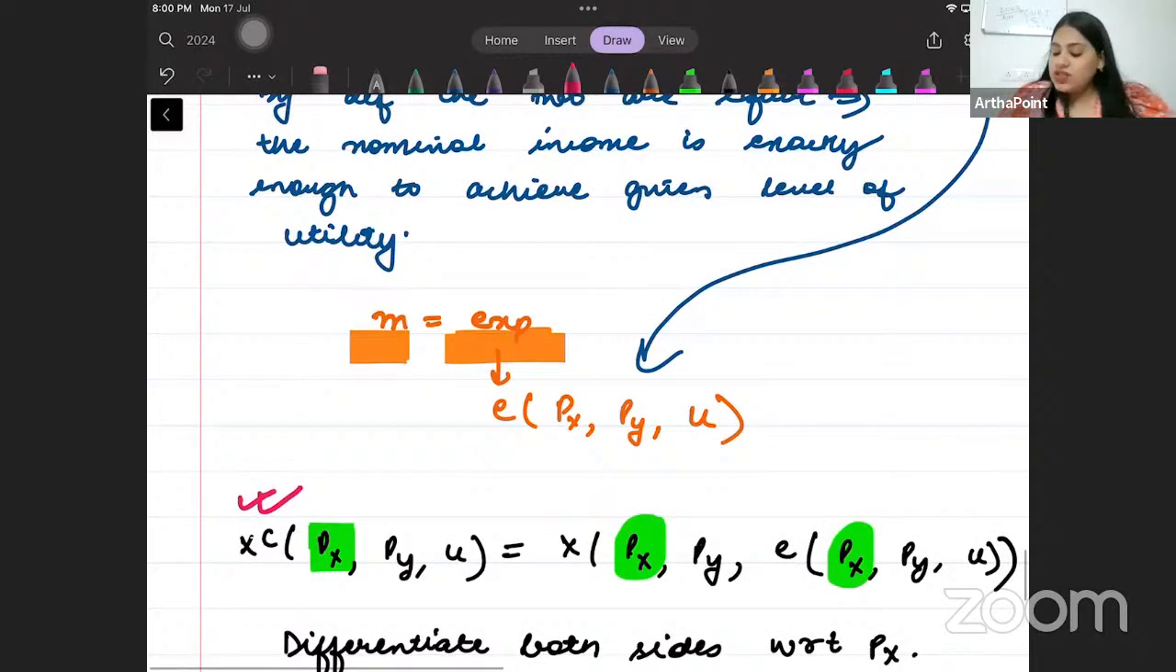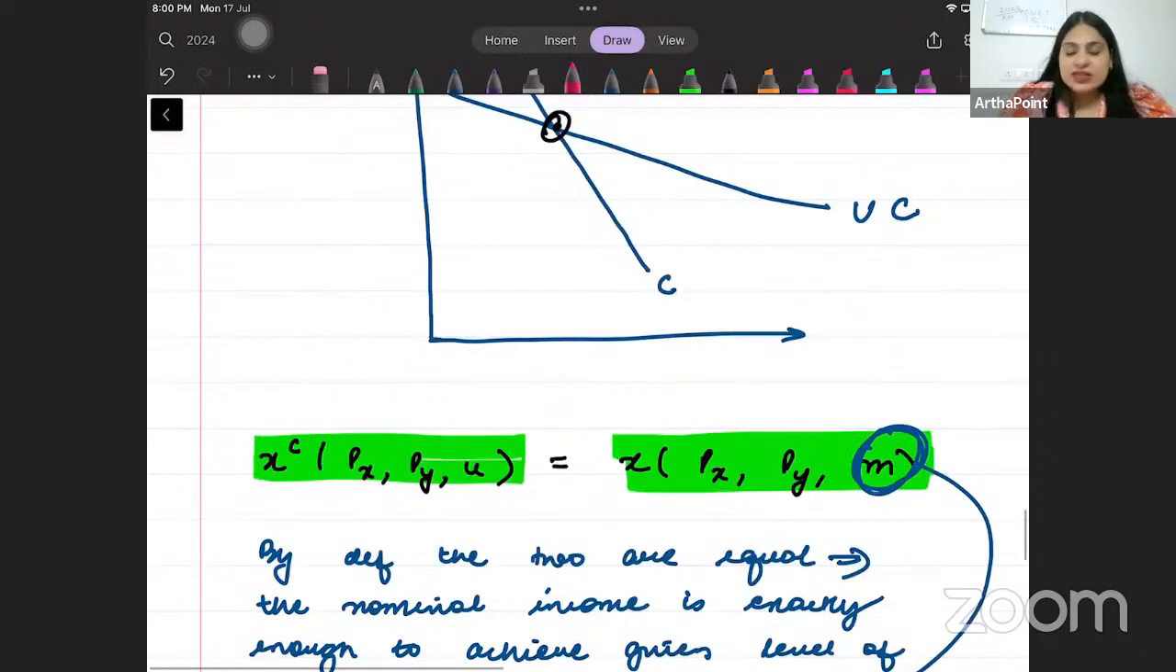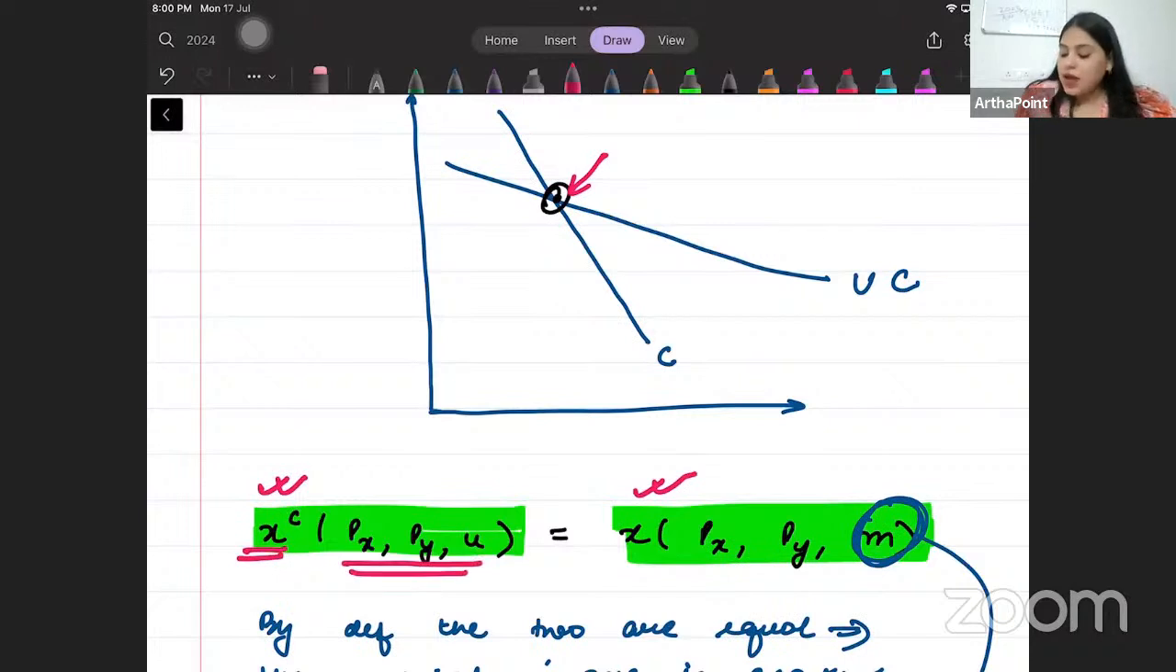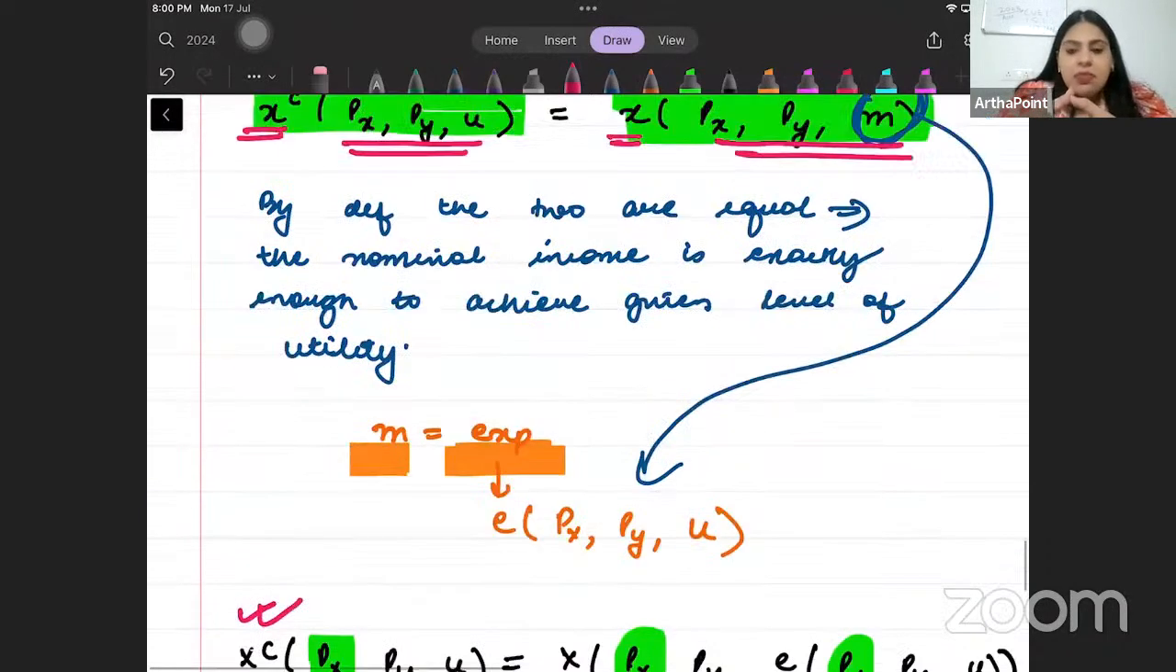Okay. So what this is doing is, we have to understand that there is a point such that compensated and uncompensated demands are equal. The compensated demand is a function of prices and utility, right? Uncompensated is a function of prices and income.